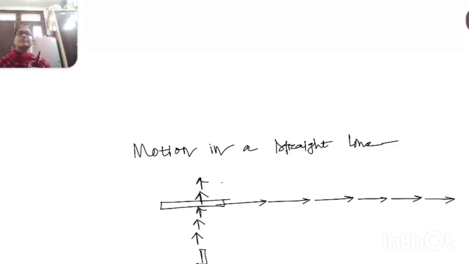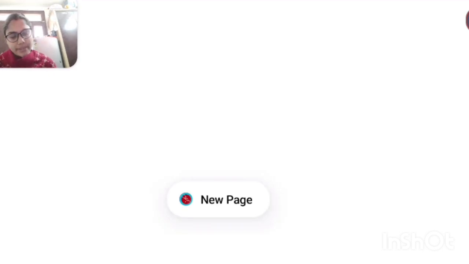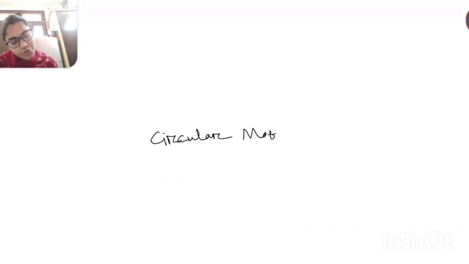Similarly, we have another type of motion, that is circular motion. You might have heard that Earth is revolving around the sun. So how does Earth move? In a circular way. Suppose this pen is moving like this. This type of motion we call circular motion.